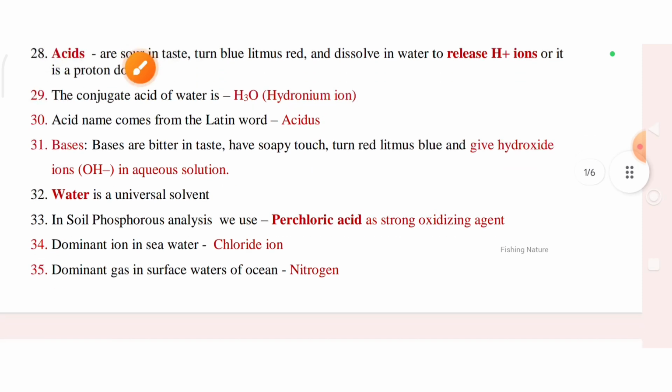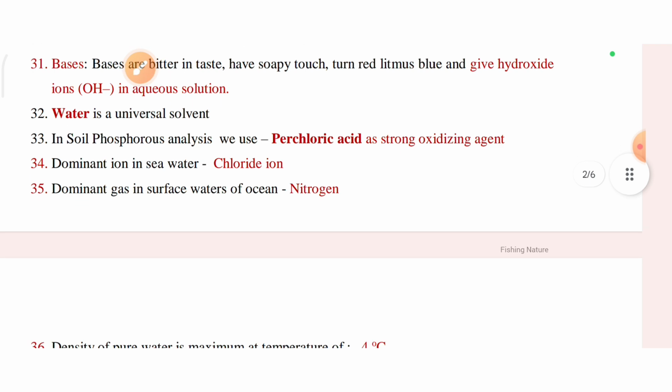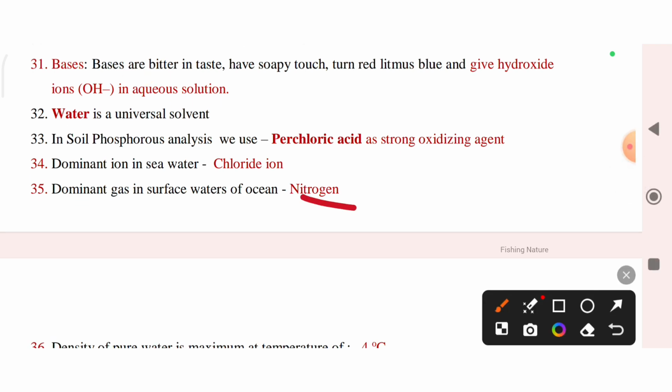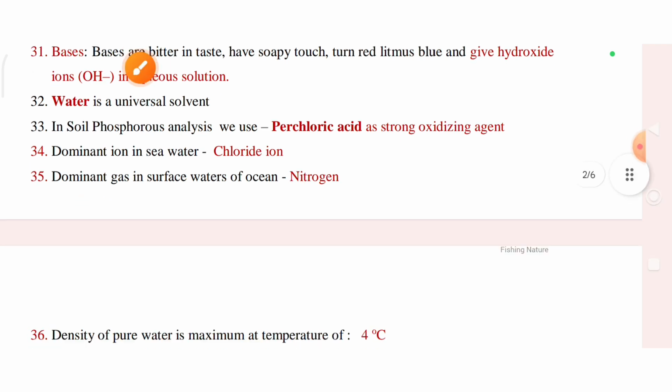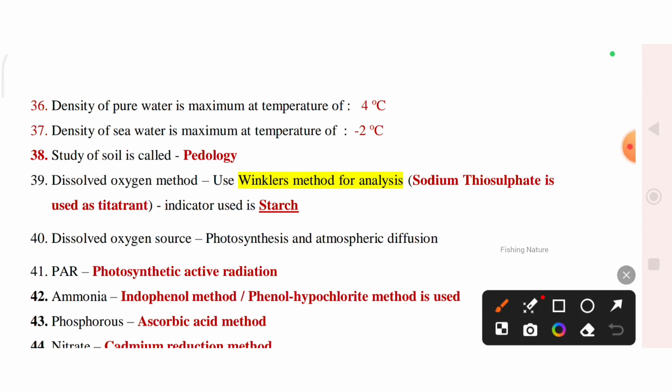Water is a universal solvent. In soil phosphorus analysis we use perchloric acid as a strong oxidizing agent. The dominant ion in seawater is chloride, and the dominant gas in the surface water of the ocean is nitrogen. Next, the density of pure water is maximum at 4 degrees Celsius, and the density of seawater is minimum at minus 2 degrees Celsius.